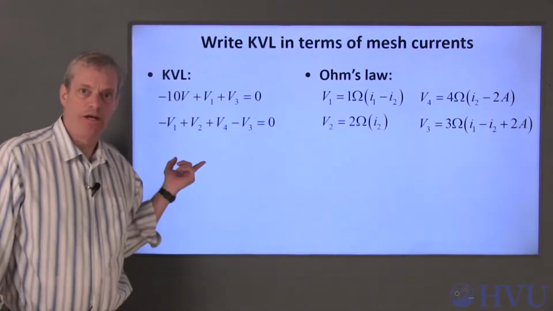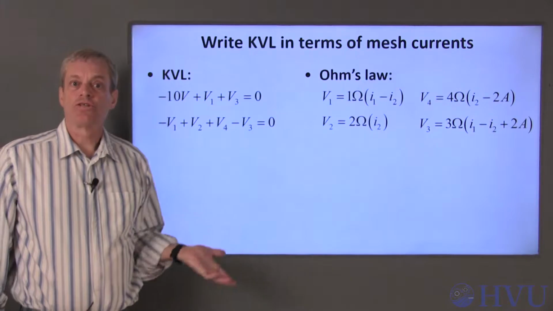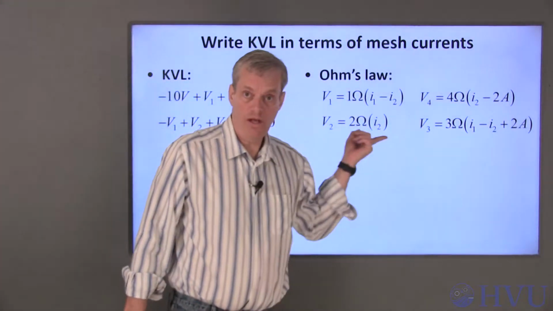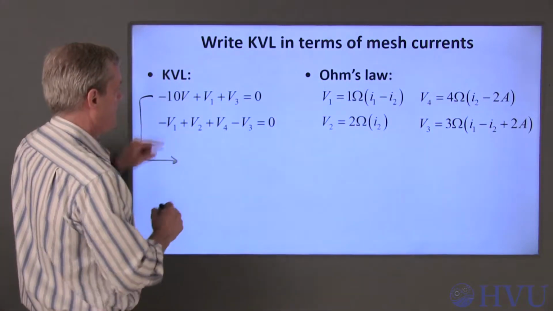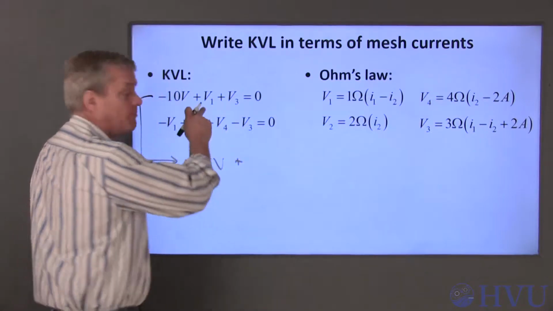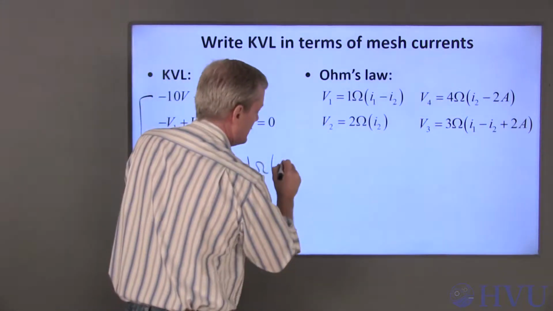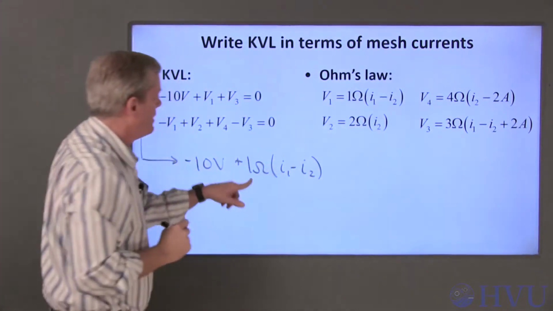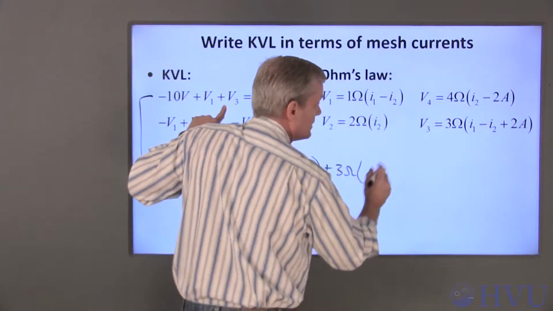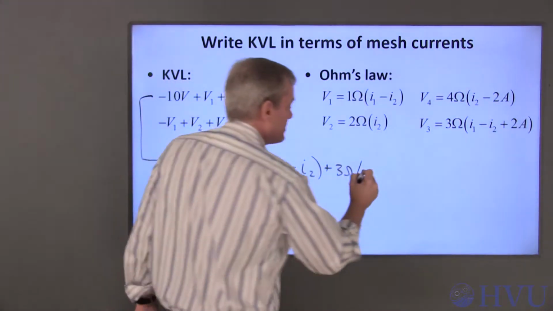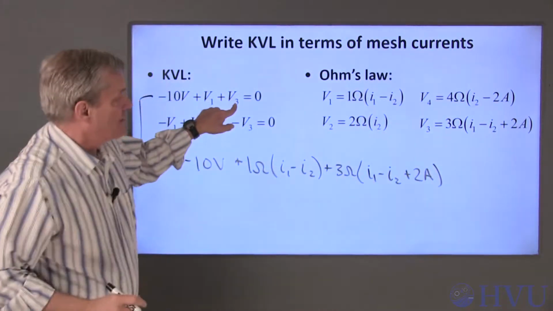Here are the KVL equations and the Ohm's law equations we came up with previously. To write KVL in terms of the loop currents, substitute the Ohm's law equations into the KVL equations. When we do that for this equation, we get negative 10 volts plus V1. V1 is just 1 ohm times I1 minus I2. We add V3, which is plus 3 ohms times I1 minus I2 plus 2 amps. That sums up to 0.